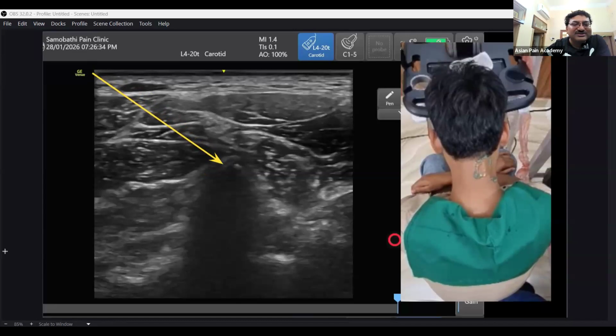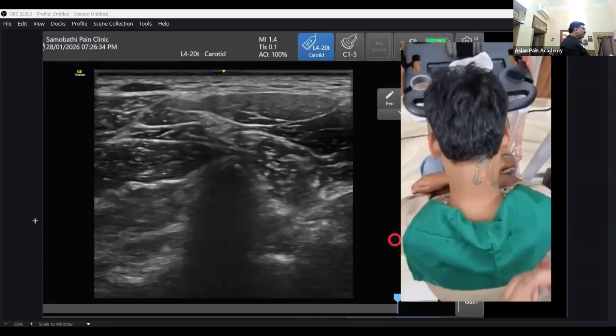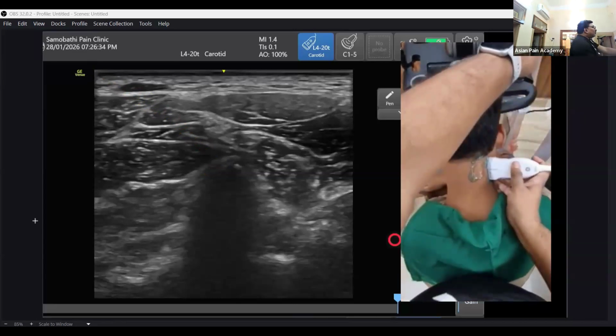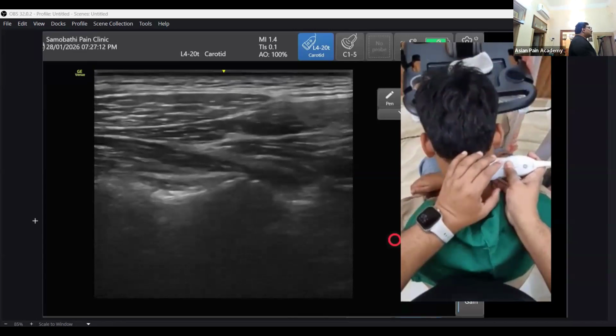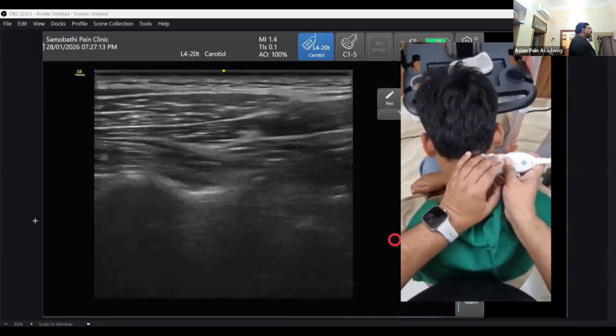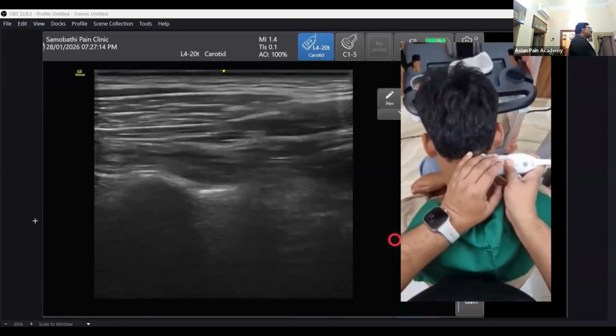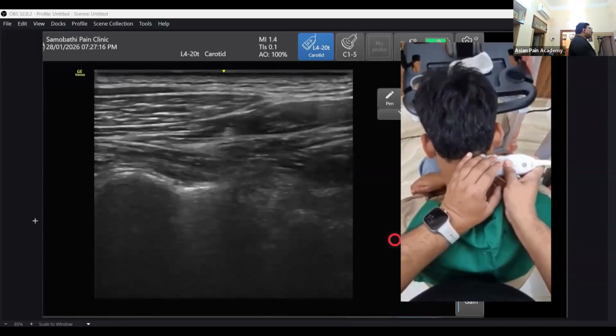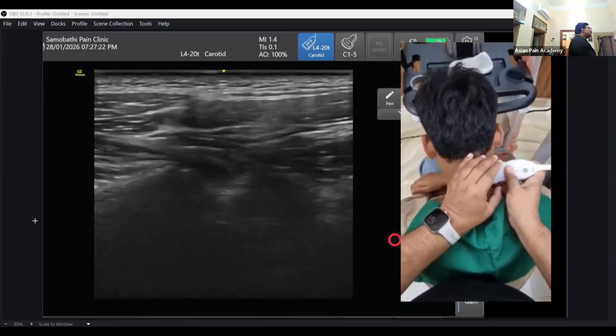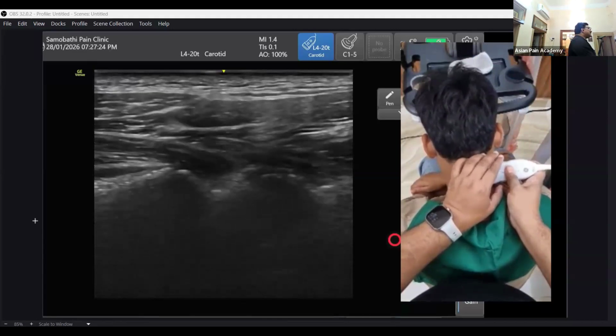Remember, blocking at one level is not enough. So once you have blocked a level, we are blocking in between the C2, C3, then we have to block one level below as well. Okay. So here, as we are blocking the first level in between the C2, C3, this nerve, then I will come and I will block at this point as well. Okay. So here again I will do the same thing.